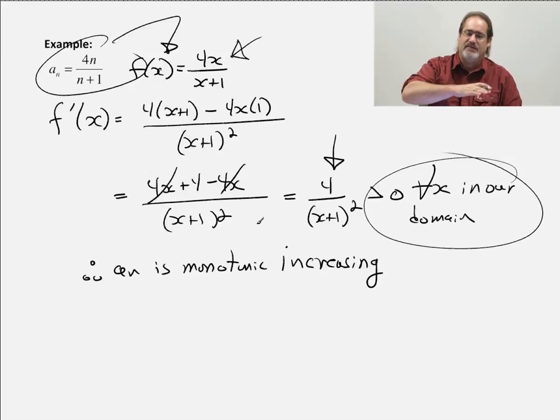If the first derivative is negative, it's monotonic decreasing. If the first derivative is positive, it's monotonic increasing.